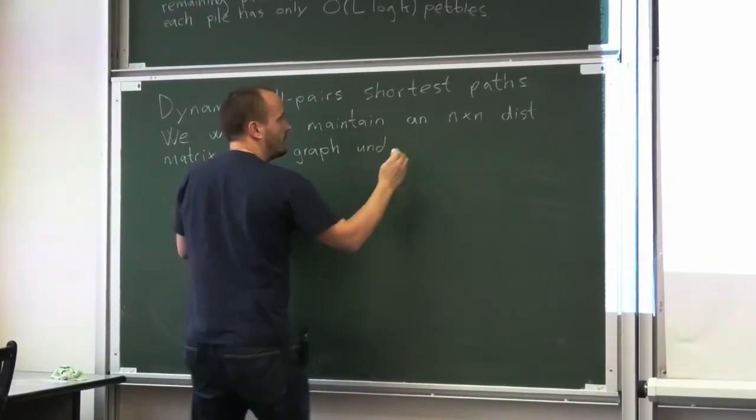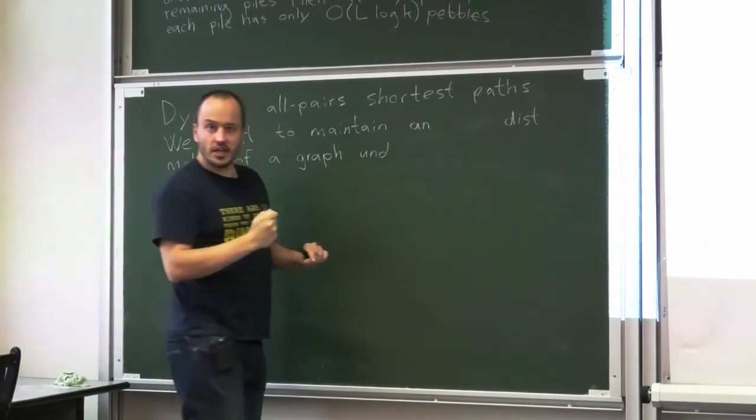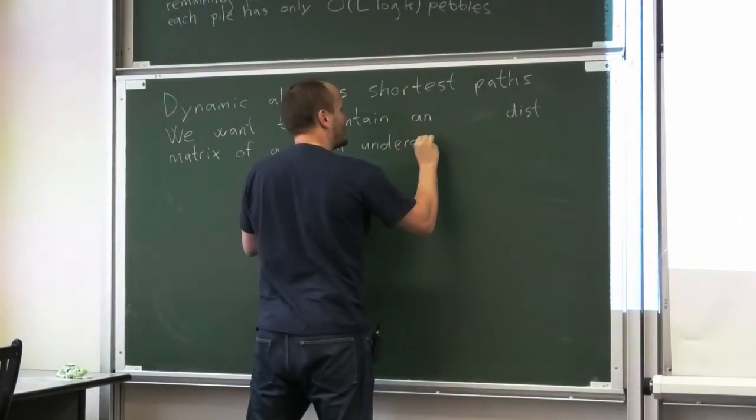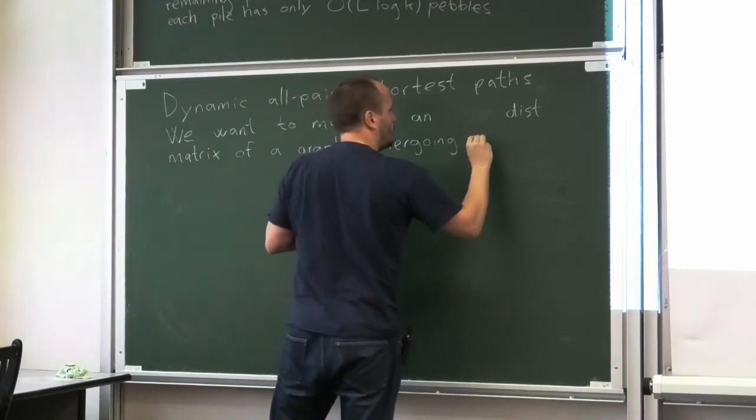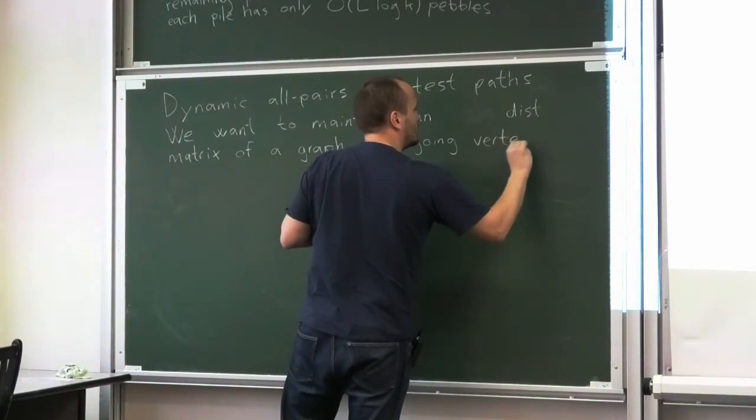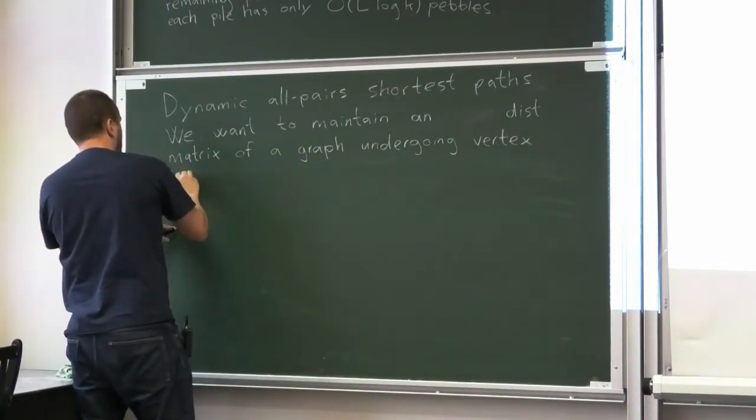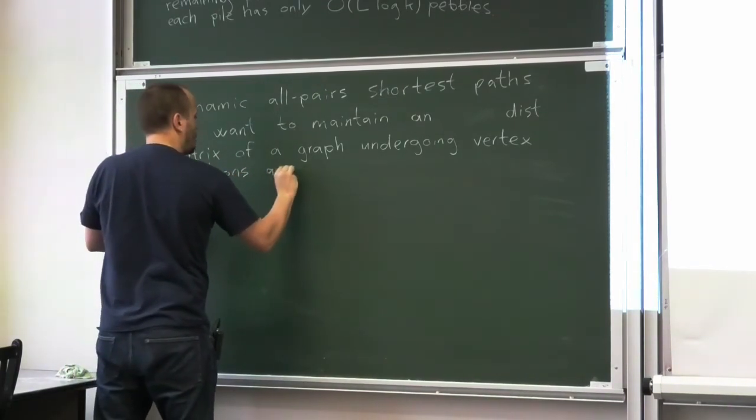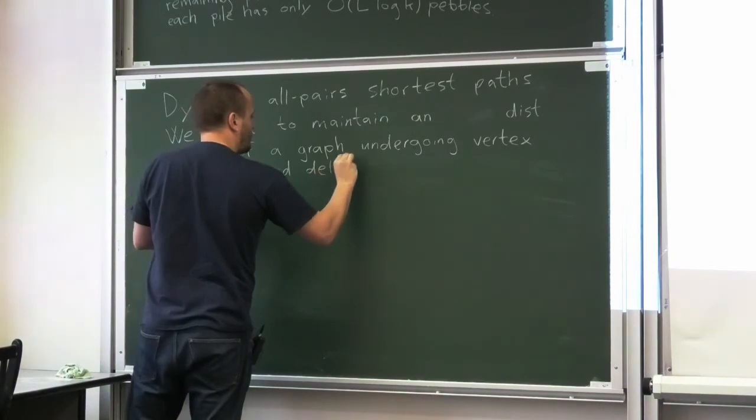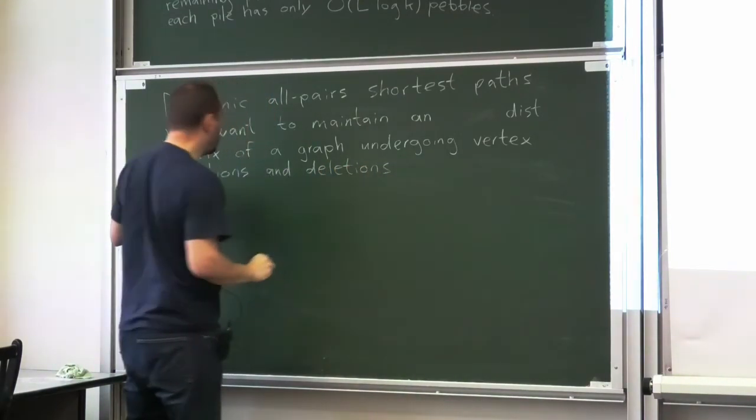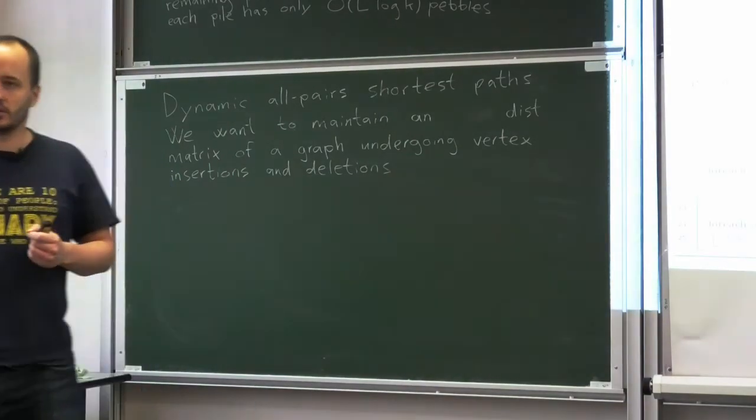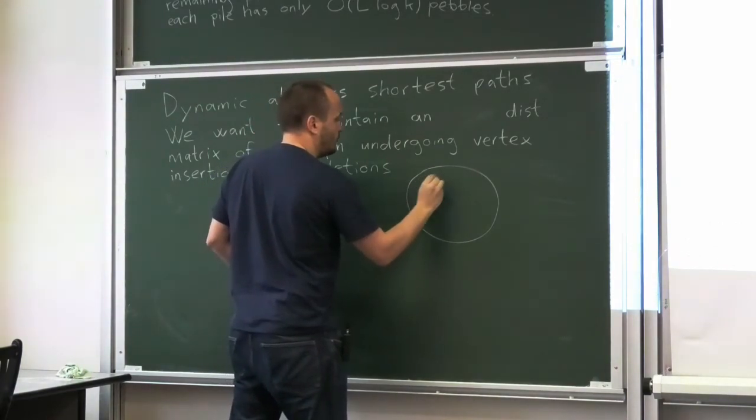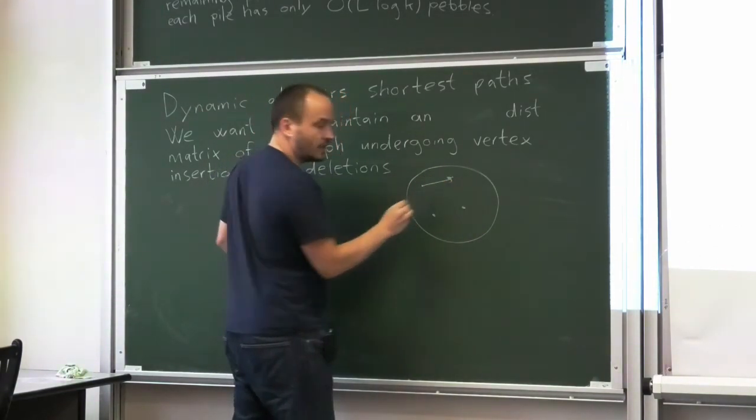Undergoing, maybe I shouldn't call it n by n because n is actually changing here. So a distance matrix of a graph undergoing vertex insertions and deletions. And when I say vertex insertions, that includes the edges incident to the vertex. So in the general step, we have some graph with some vertices and edges. And this is a directed graph.